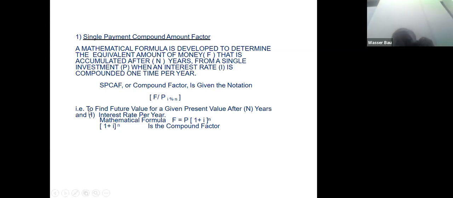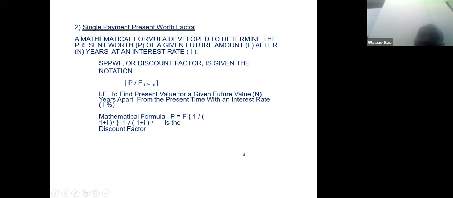So it is to find the future value of a given present value, after n years, at an interest rate per year. In mathematical formula, it's represented as F equals P times (1 + i) raised to the power n. And this factor is called the compound factor.